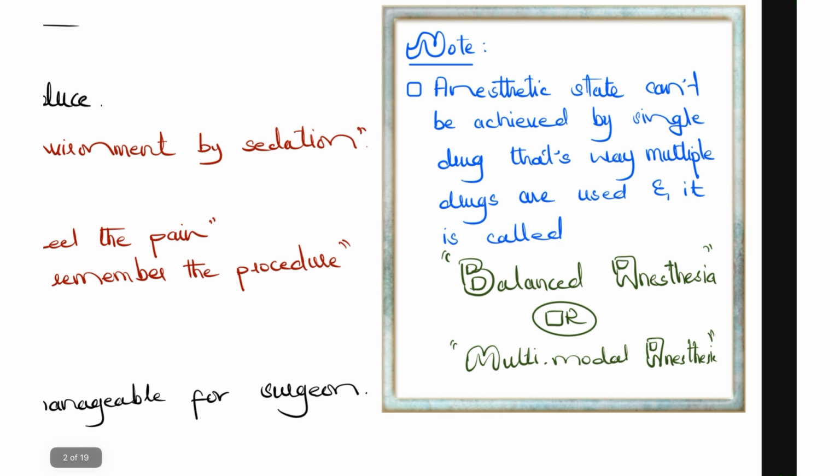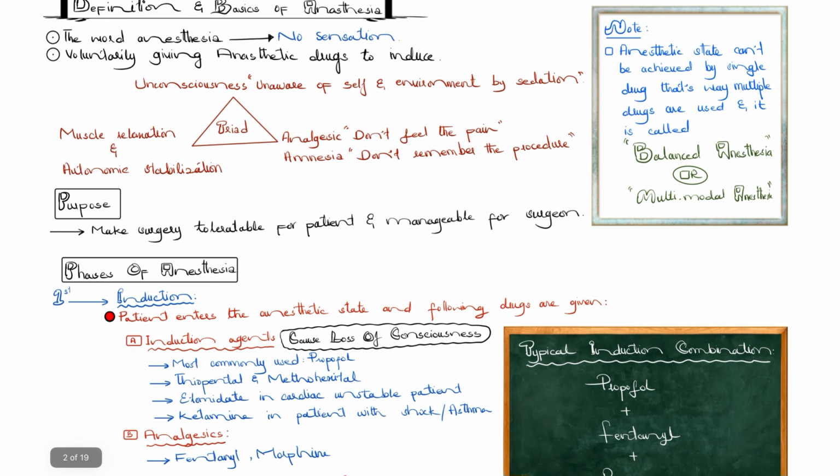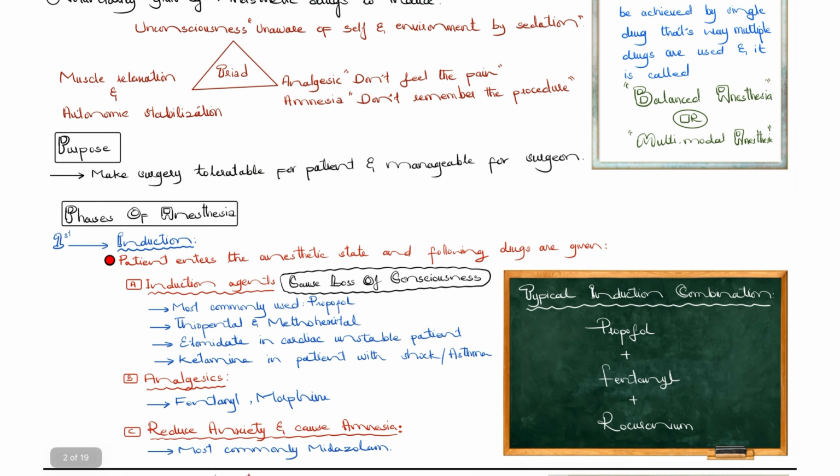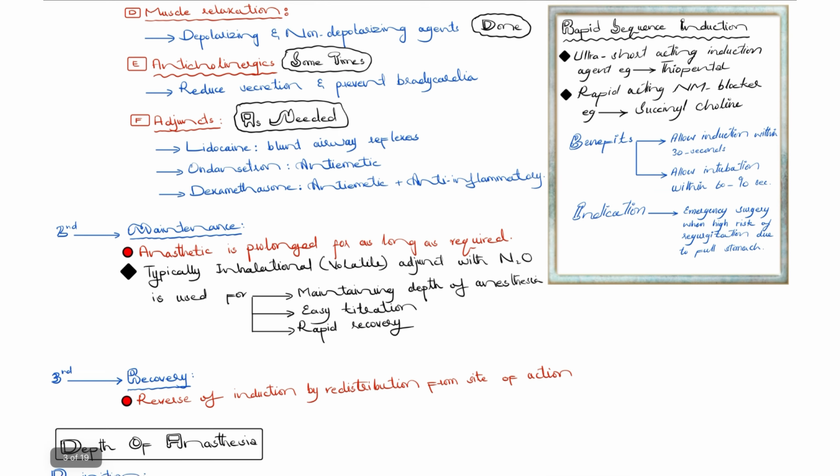As a side note, you should know that the anesthetic state cannot be achieved by a single drug. That's why multiple drugs are used, and it's called balanced anesthesia or multimodal anesthesia. Now, what is the purpose of giving anesthetic medicines to achieve anesthetic states? To make surgery tolerable for the patient and manageable for the surgeon. Now, phases of anesthesia. There are 3 phases of anesthesia: induction, maintenance, and recovery.